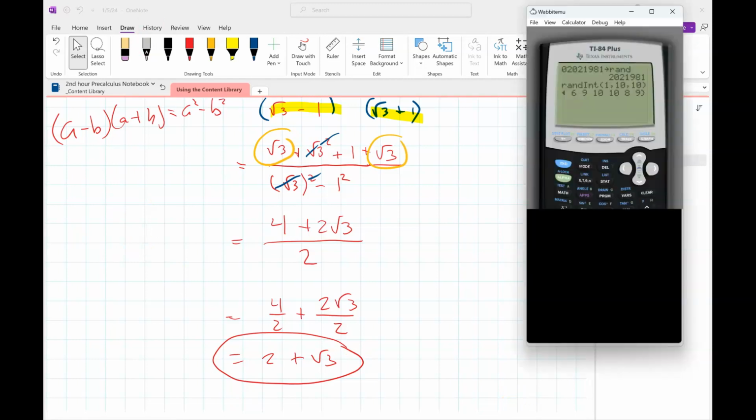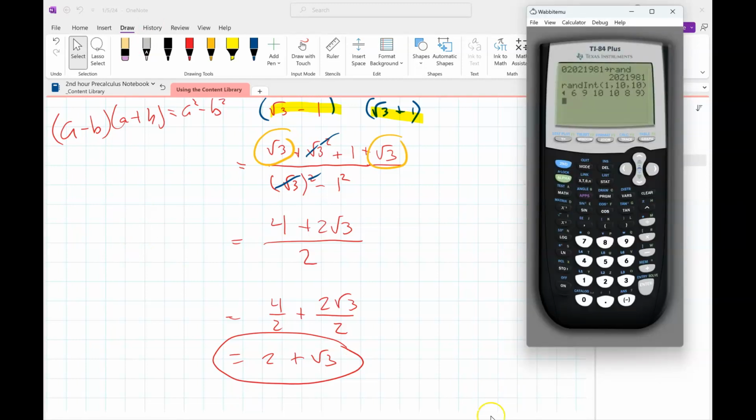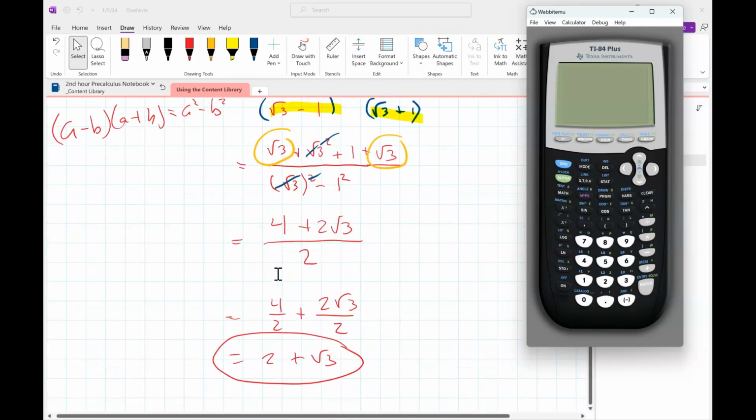I'm going to point out to you that this is checkable on our calculator. We didn't mention this last time. I realized after you left that I should have mentioned this. So to check this, I'm going to do tan of 5 pi over 12 with my calculator in radian mode. And then I'm going to type in 2 plus root 3 and see if I get the same decimal from both of them.